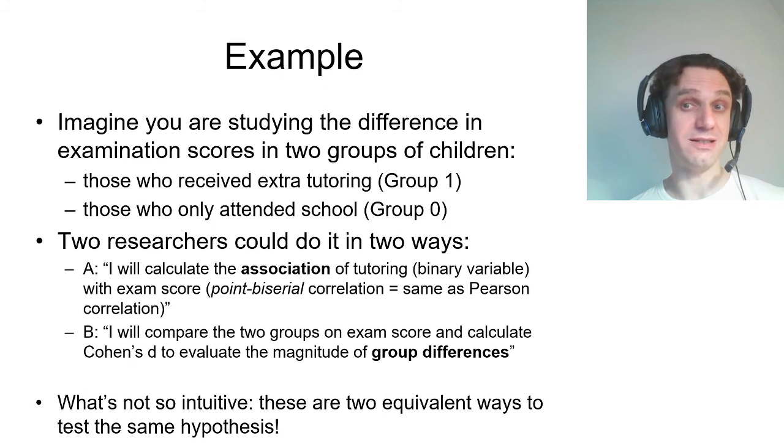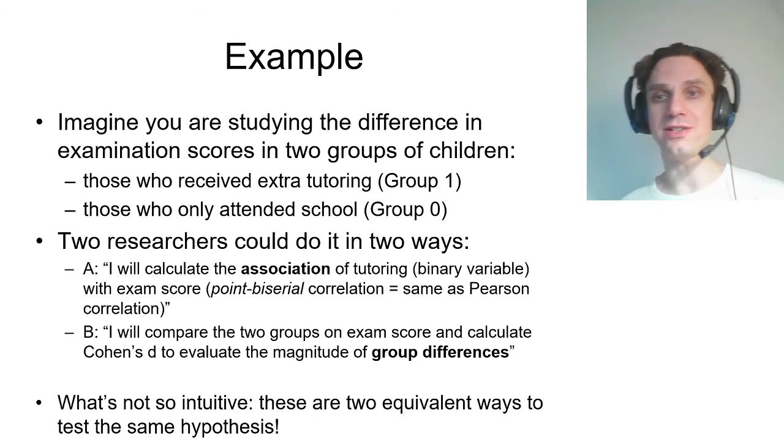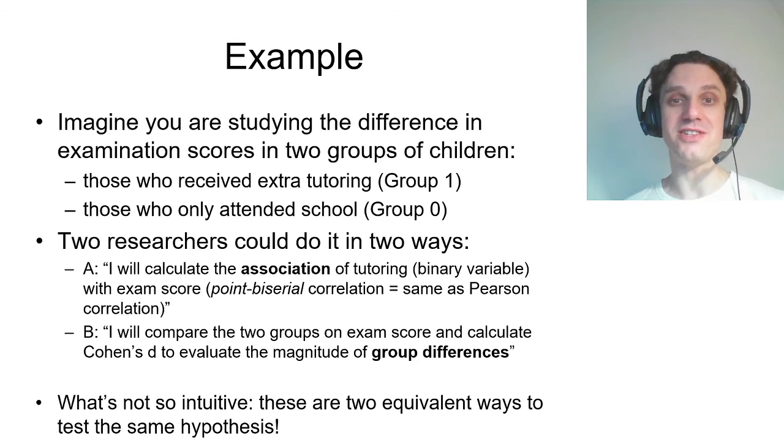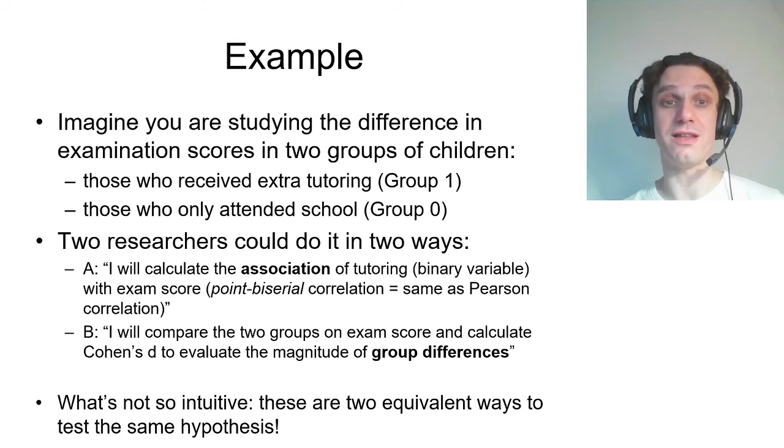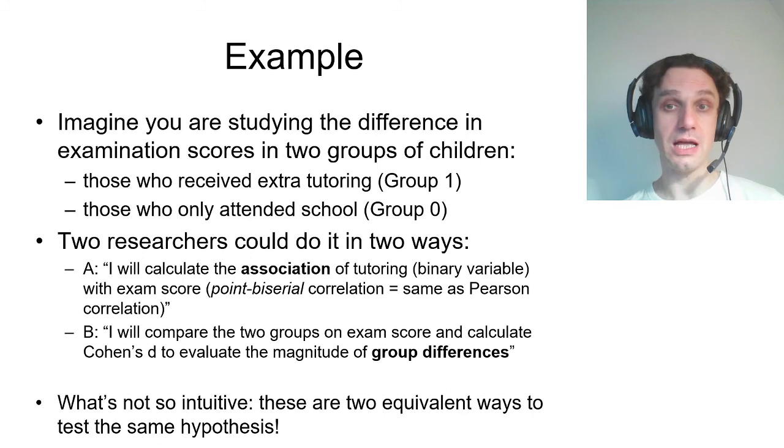An effect size is basically the size of the association or difference that we are interested in. In order to get closer to this issue, imagine this research situation. Imagine that you are studying the difference in examination scores in two groups of children. One group who have received extra tutoring out of school, and another group who only attended the regular lessons at school. So now imagine two different researchers who might want to do this in two different ways.